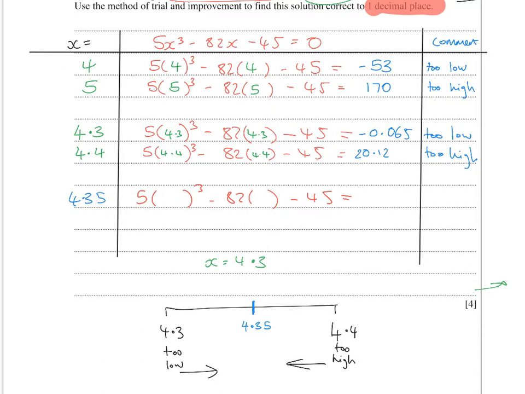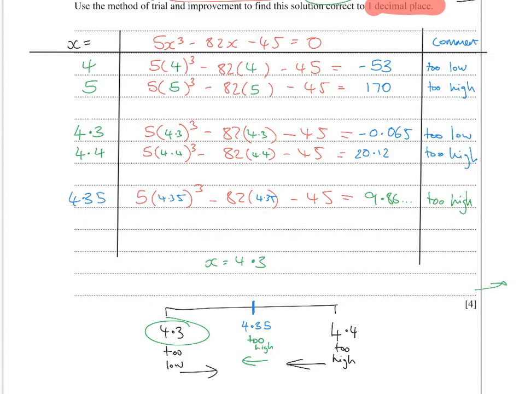So putting in 4.35 there. Now when you put that into your calculator, you should find your answer is about 9.86 something, which is too high. Okay, so what that has told me is that when I subbed in 4.35, it was too high, so I need to try a smaller number. So that is telling me to choose that one to 1 decimal place.